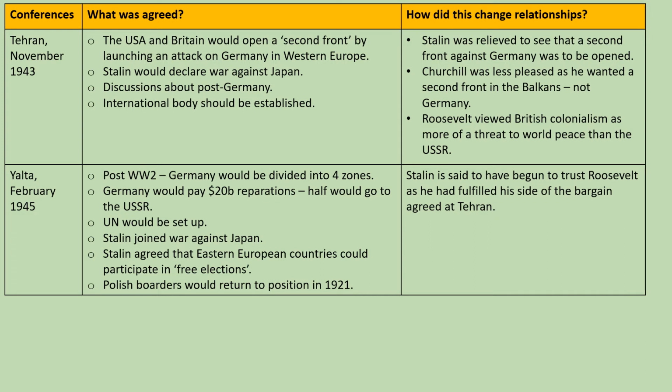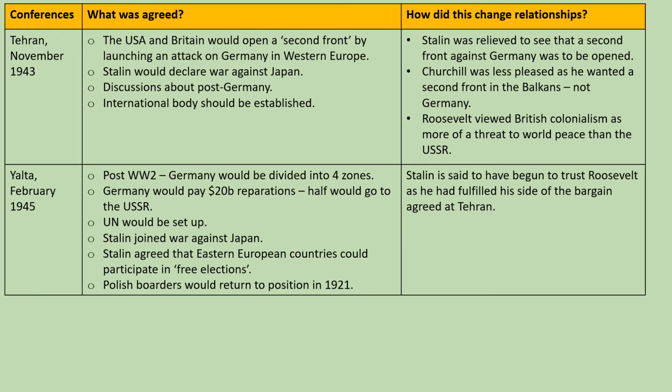Then we move on to Yalta, the second of the three conferences, which took place nearly 2 years later, February 1945. Post-World War II, Germany would be divided into 4 zones, owned by the USA, USSR, Britain and France. Germany would pay $20 billion in reparations, and roughly half of this would go to the USSR on account of the amount lost from the USSR. The UN would be set up.